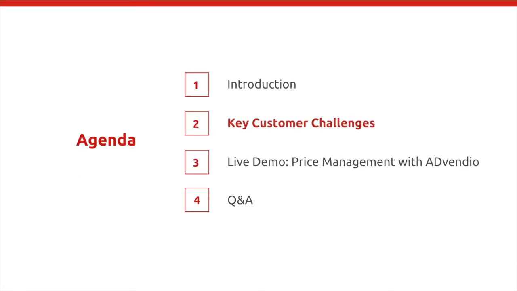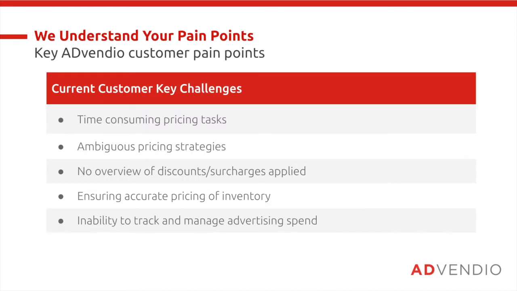So, a good place to start would be, of course, taking a look at the pain points that you or your users are currently experiencing. When it comes to price management, users have reported to us that this is a very time-consuming task to ensure pricing is managed correctly. Therefore, there can be seen unclear pricing strategies as well as no overview as to discounts or surcharges which have been applied. It is very difficult to ensure accurate pricing here of inventory and almost impossible to keep track and manage advertising spend.